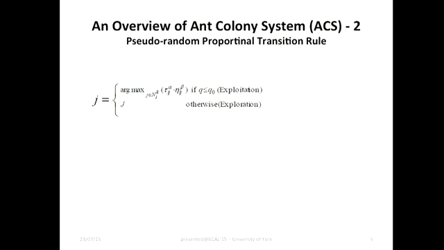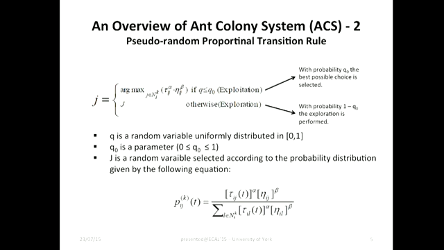Here is the probability transition rule used by ACS, and it actually consists of two parts. First, we have the exploitation, where with probability Q0, we decide to pick the best choice selected based on the pheromone amount and the heuristic information, and with probability 1 minus Q0, we explore for a new solution.